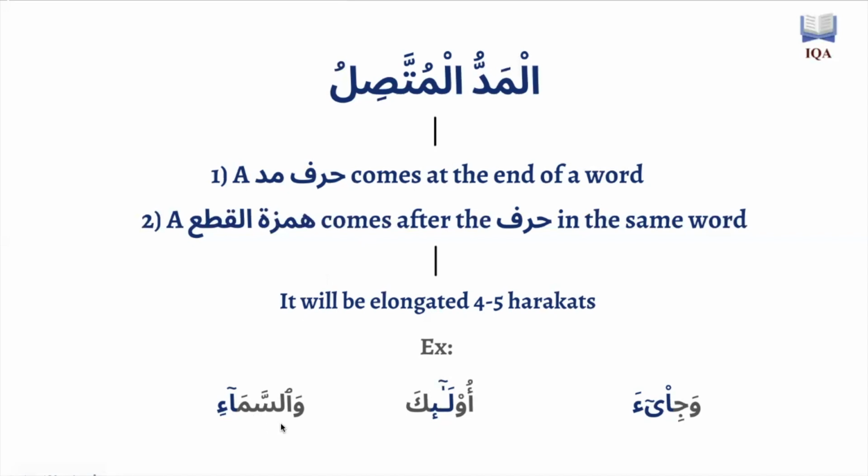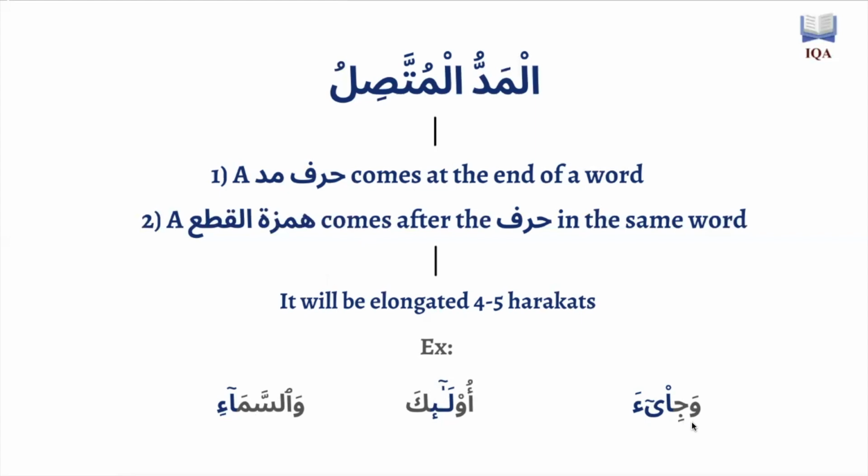Was-sama. Same thing here. We have a dagger alif, and it's followed by a hamzatun qata' in the same word. Ulaik. Same principle here. We have a harf med, a ya there, and it's followed by a hamzatun qata' in the same word.